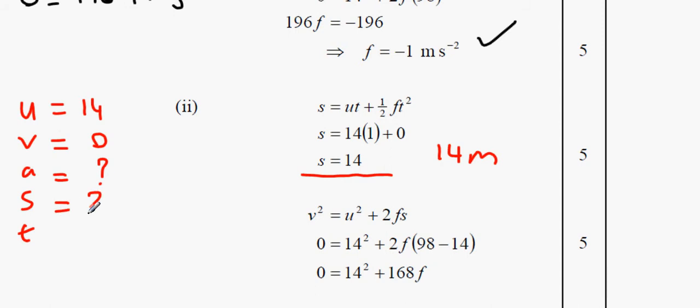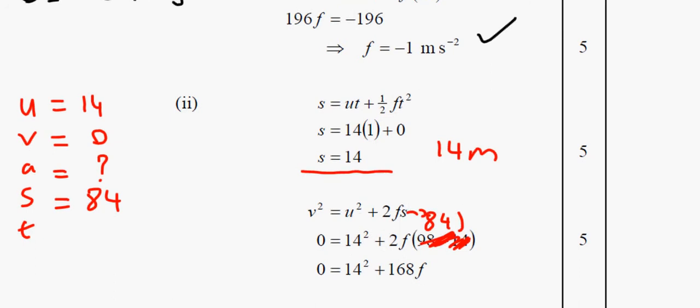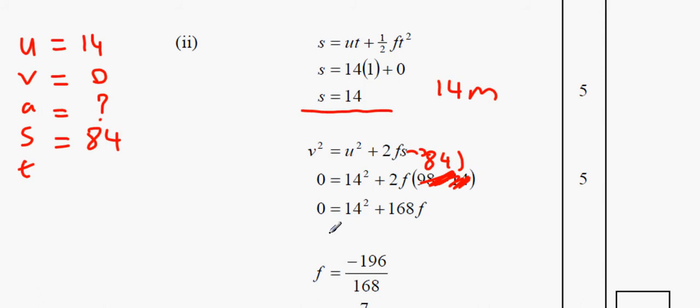We're going to use v squared equals u squared plus 2as. Don't mind this 98 minus 14; that just tells you that the distance is 84, so s is actually 84. Multiply it in, and we get 0 equals 196 plus 168a.